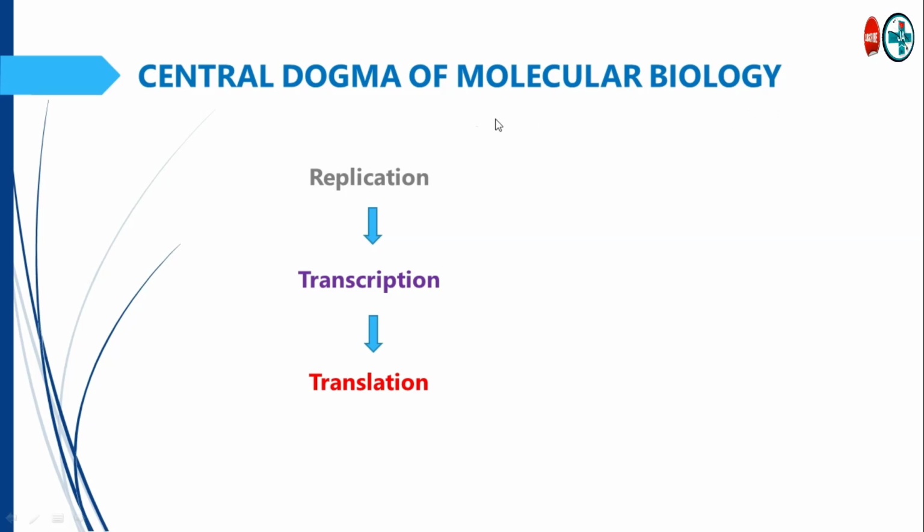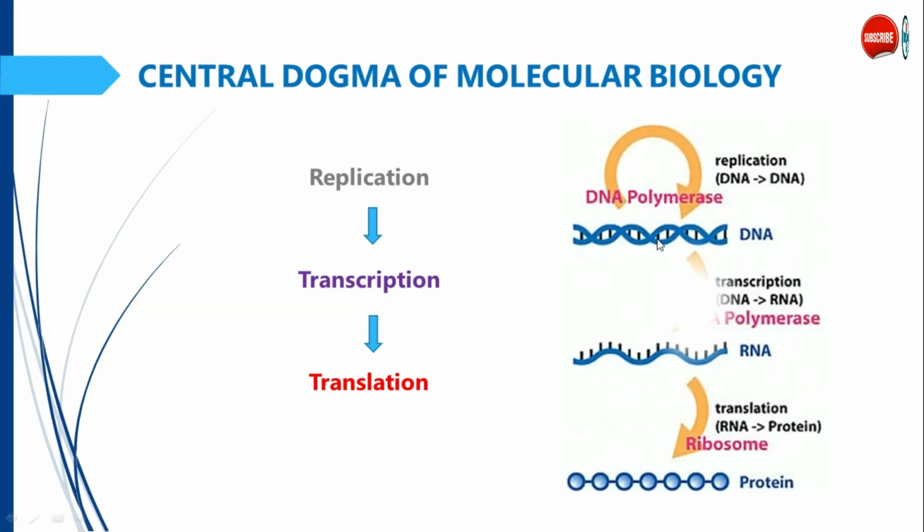So, the central dogma of molecular biology consists of replication, transcription, and translation. What is replication? DNA makes a copy of DNA by the enzyme DNA polymerase, known as replication. Then comes transcription. From DNA, RNA is made by the enzyme RNA polymerase, that is transcription. Then comes translation. From RNA, protein is made by ribosomes, known as translation.